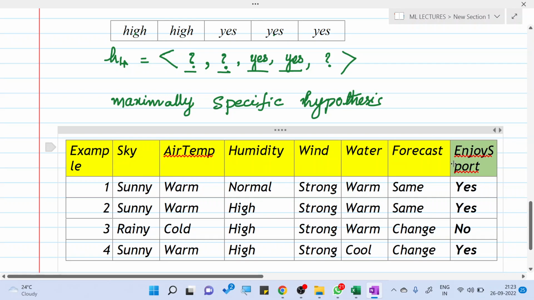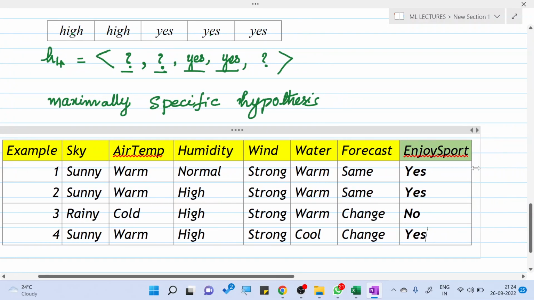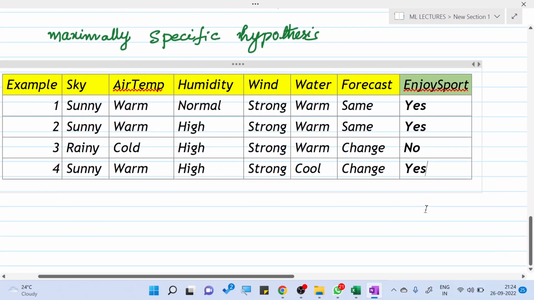So there are 6 attributes: sky with values sunny and rainy, air temperature warm or cold, humidity normal or high, wind strong only one value, water warm or cool, forecast same or change. So how many examples? 4 examples. How many positive? There are 3.